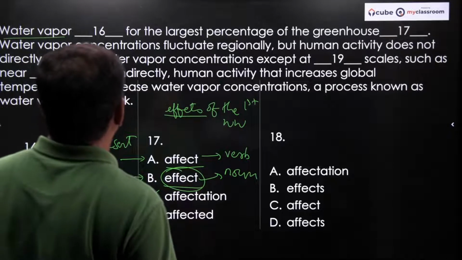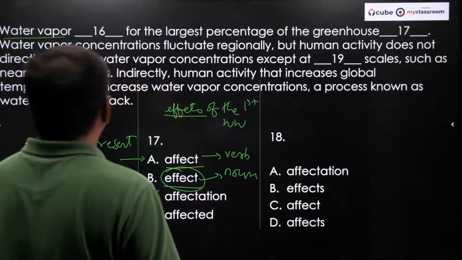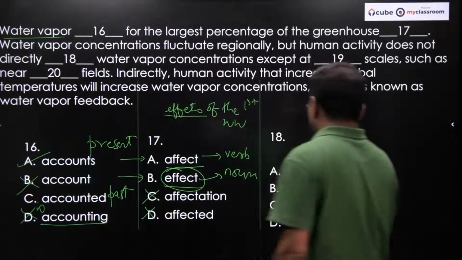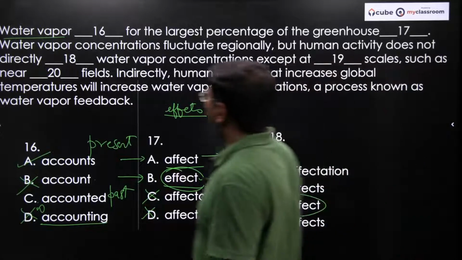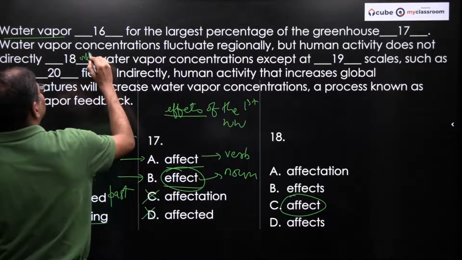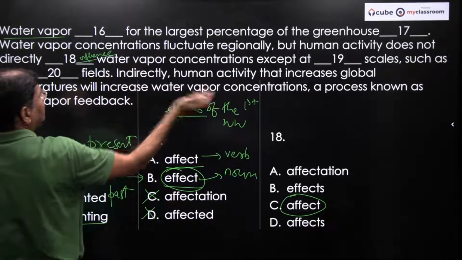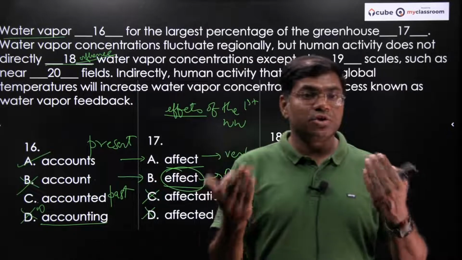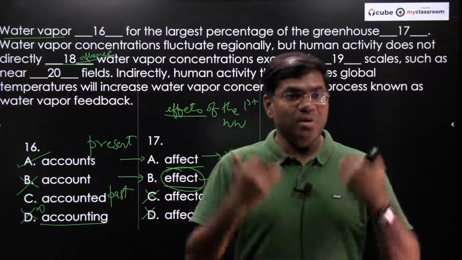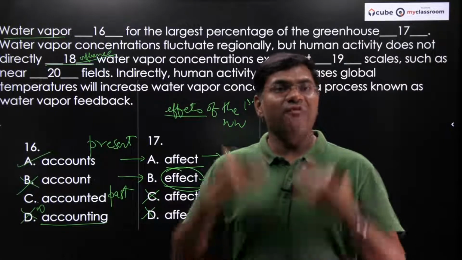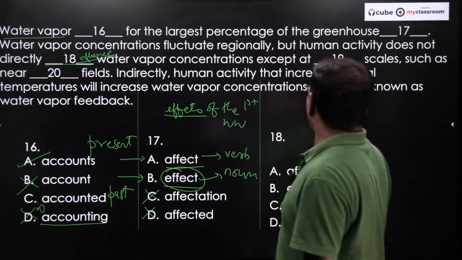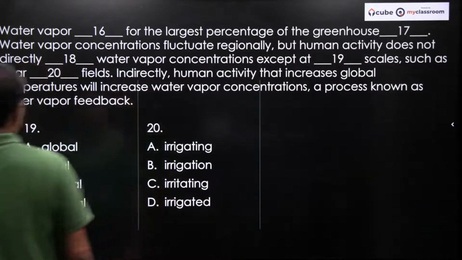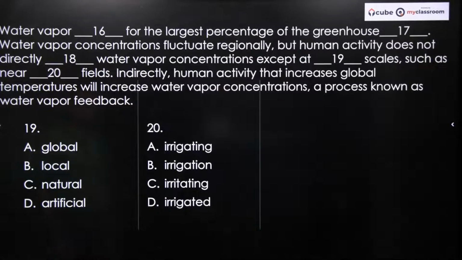Water vapor concentrations fluctuate regionally, but human activity does not directly dash water vapor. Now here you have the word affect. Human activity does not directly influence water vapor, है ना? Human activity verb आ गया ना ये? Your presence affects me. Human activity does not directly affect water vapor concentrations, except at dash scales, except at global scales or local scales or natural scales.